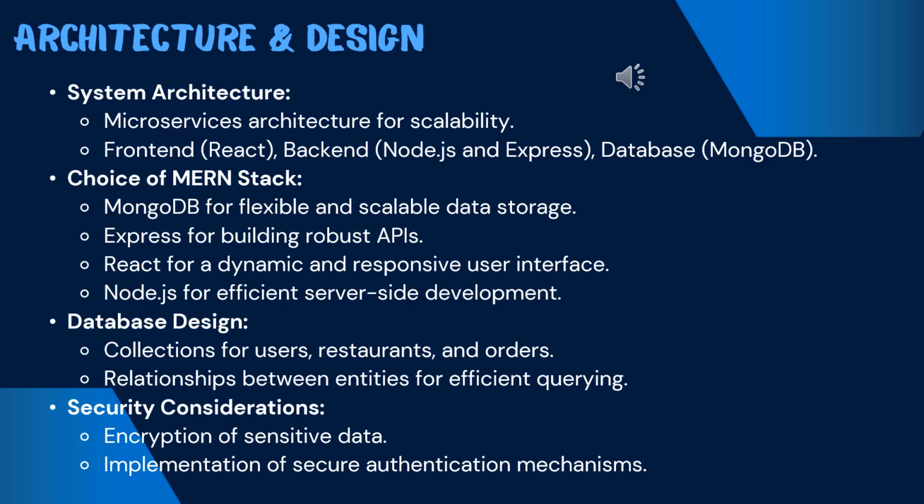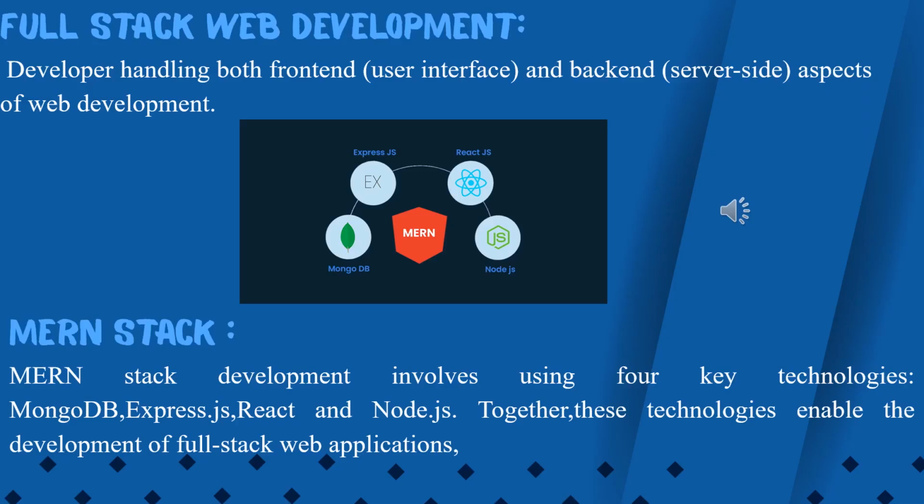The data collected from users and restaurants and orders are stored in the database, and for strict security purposes, login and sign up has been done for encryption of sensitive data. Since we are dealing with both the front end and back end of the web development process, full stack web development has been utilized. Here we have used the MERN stack; MERN stands for MongoDB, Express.js, React and Node.js. Together, these technologies enable the development of the food ordering application.